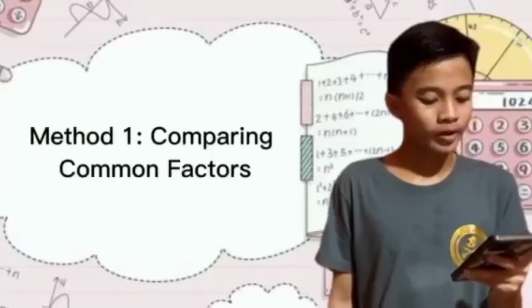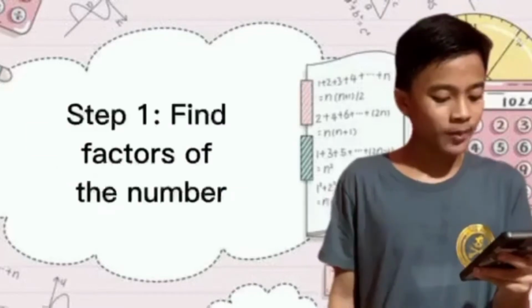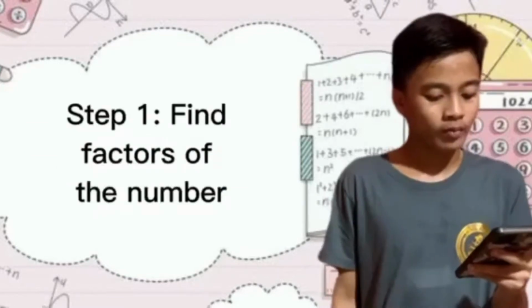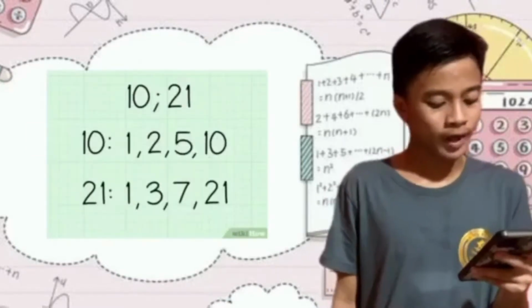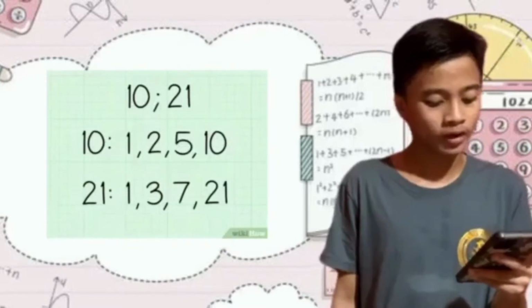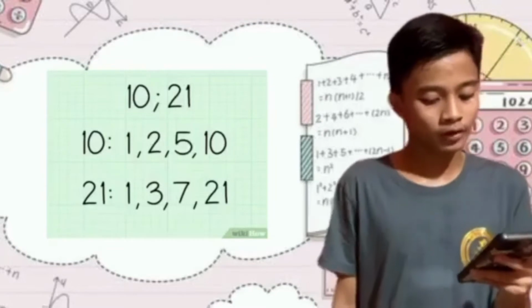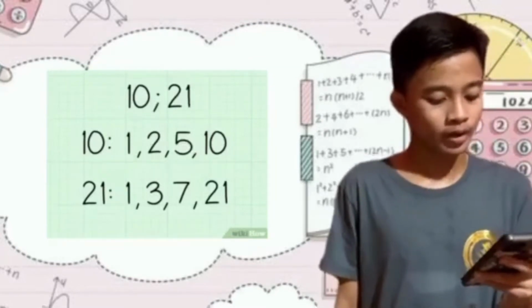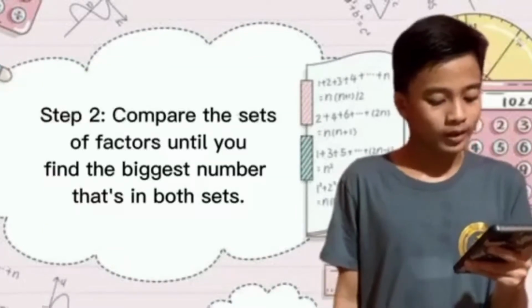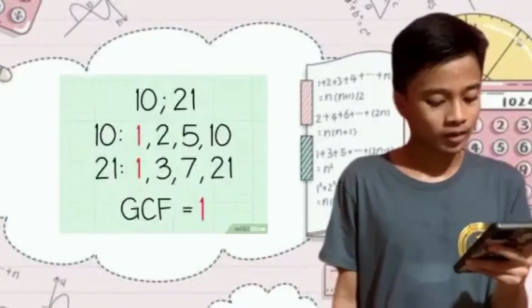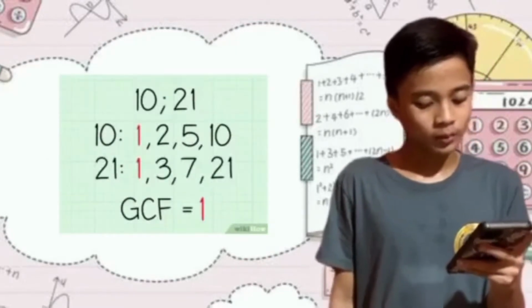Method 1. Comparing common factors. Step 1. Find factors of the number. You don't have to know prime factorization to find the greatest common factor. Start by finding all the factors of the sets you are comparing. Step 2. Compare the sets of factors until you find the biggest number that is in both sets.